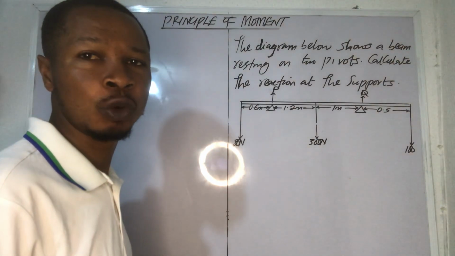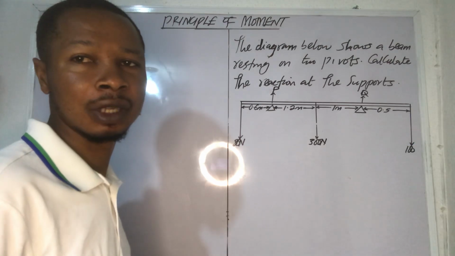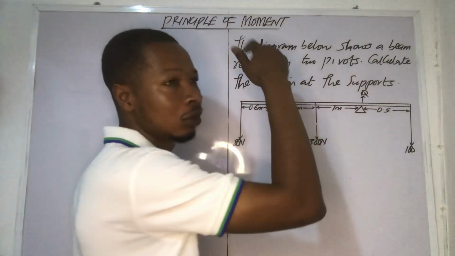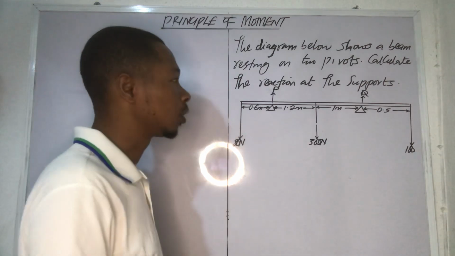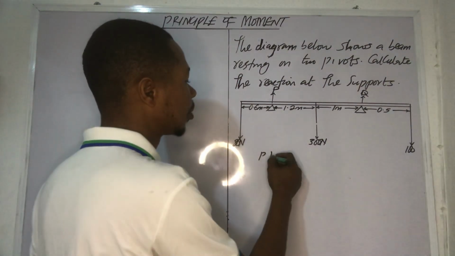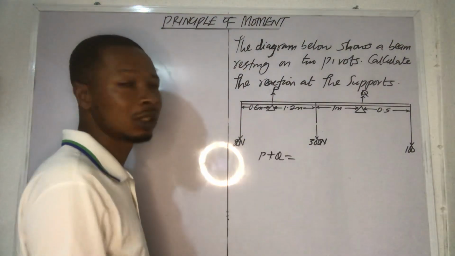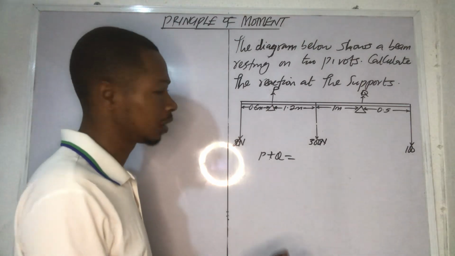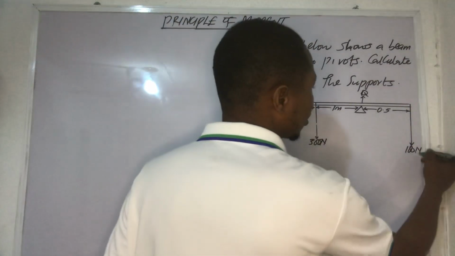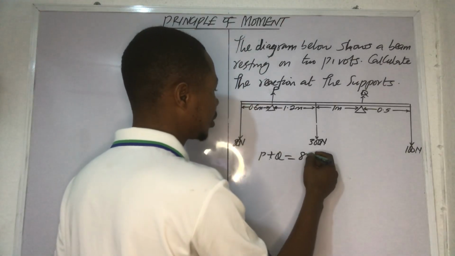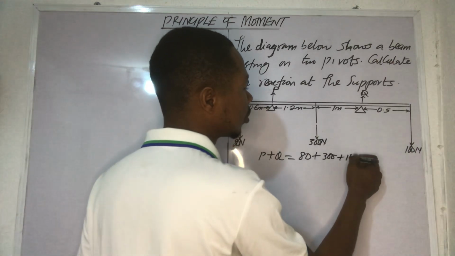Then from the principle of moment, the sum of upward forces must be equal to the sum of downward forces. The sum of all the forces acting upward must be equal to the sum of all the forces acting downward. The forces acting upward in this case are P plus Q. Then that should be equal to all the forces acting downward. And we have only three forces acting downward: this 80, this 300, and this 100 Newton. So if I add them together, it's 80 plus 300 plus 100.